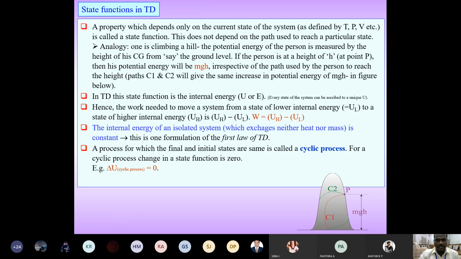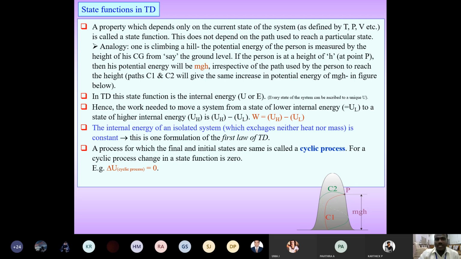Right. So this is an analogy. So take this analogy. A property which depends only on the current state of the system is called a state function. So this is the explanation of what a state function is. The property depends only on the current state of the system. Each and every state has its own properties, its own variables, like temperature, pressure, volume, etc. That is called a state function.